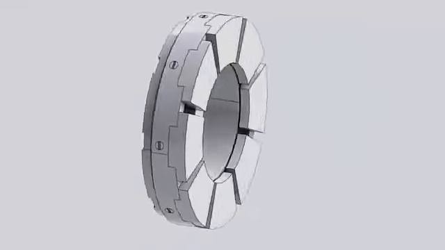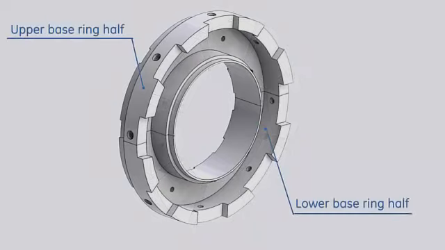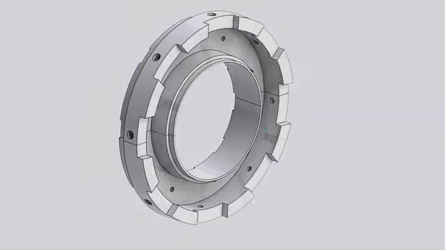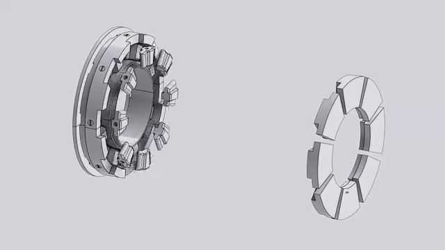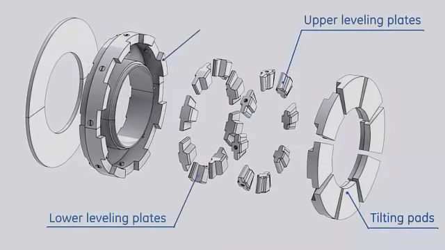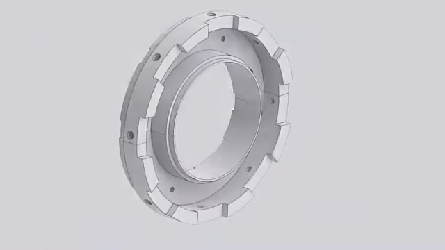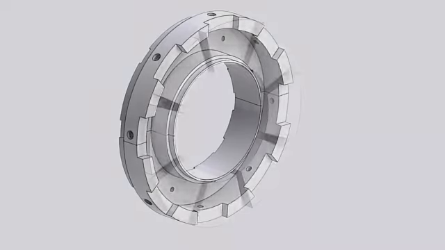The active thrust bearing is a tilting pad equalizing type bearing. An equalizing type bearing is capable of sustaining high axial loads and is tolerant of shaft and housing misalignment. The main components of this bearing are the base ring, the tilting pads, upper leveling plates, lower leveling plates, shim plate. The base ring provides support for all parts of the bearing assembly and keeps parts in the proper location.